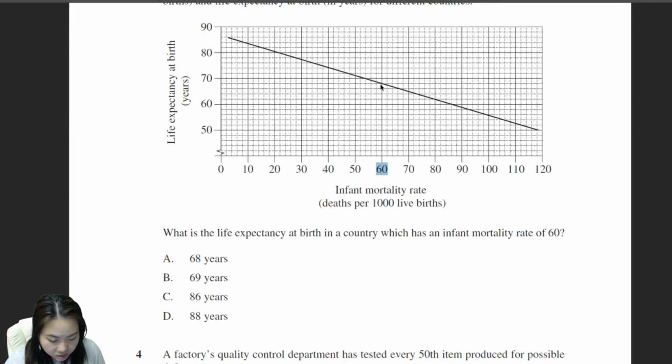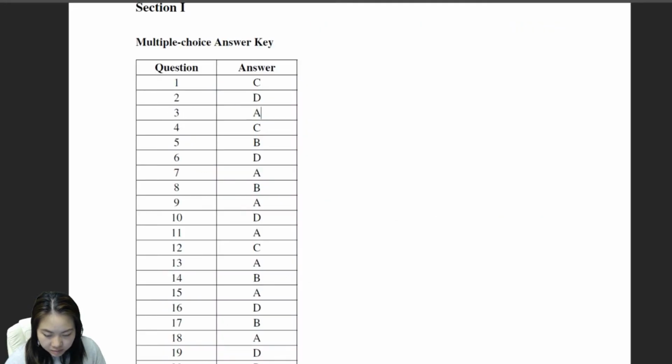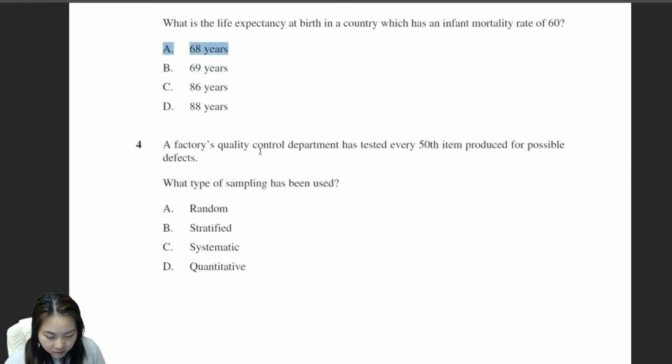So I just look across, that looks like that one there. So I would say that's 68 years. And that would be the first one there. 69 would be in that middle zone there, and no, that's too high. 86, definitely not 86 or 88. So I'm pretty sure 3 is A. Let's have a look. Moving on. That was an alright one.